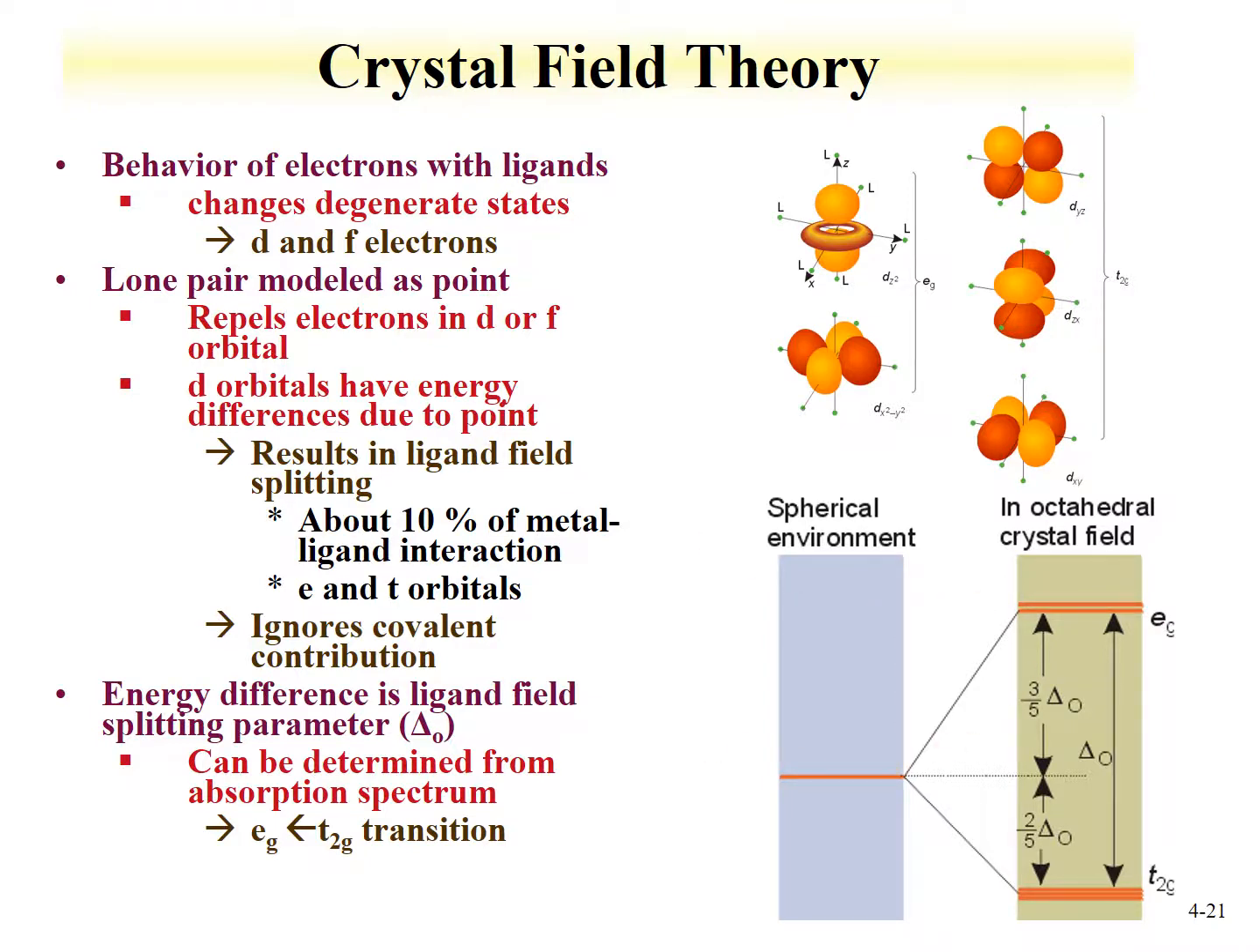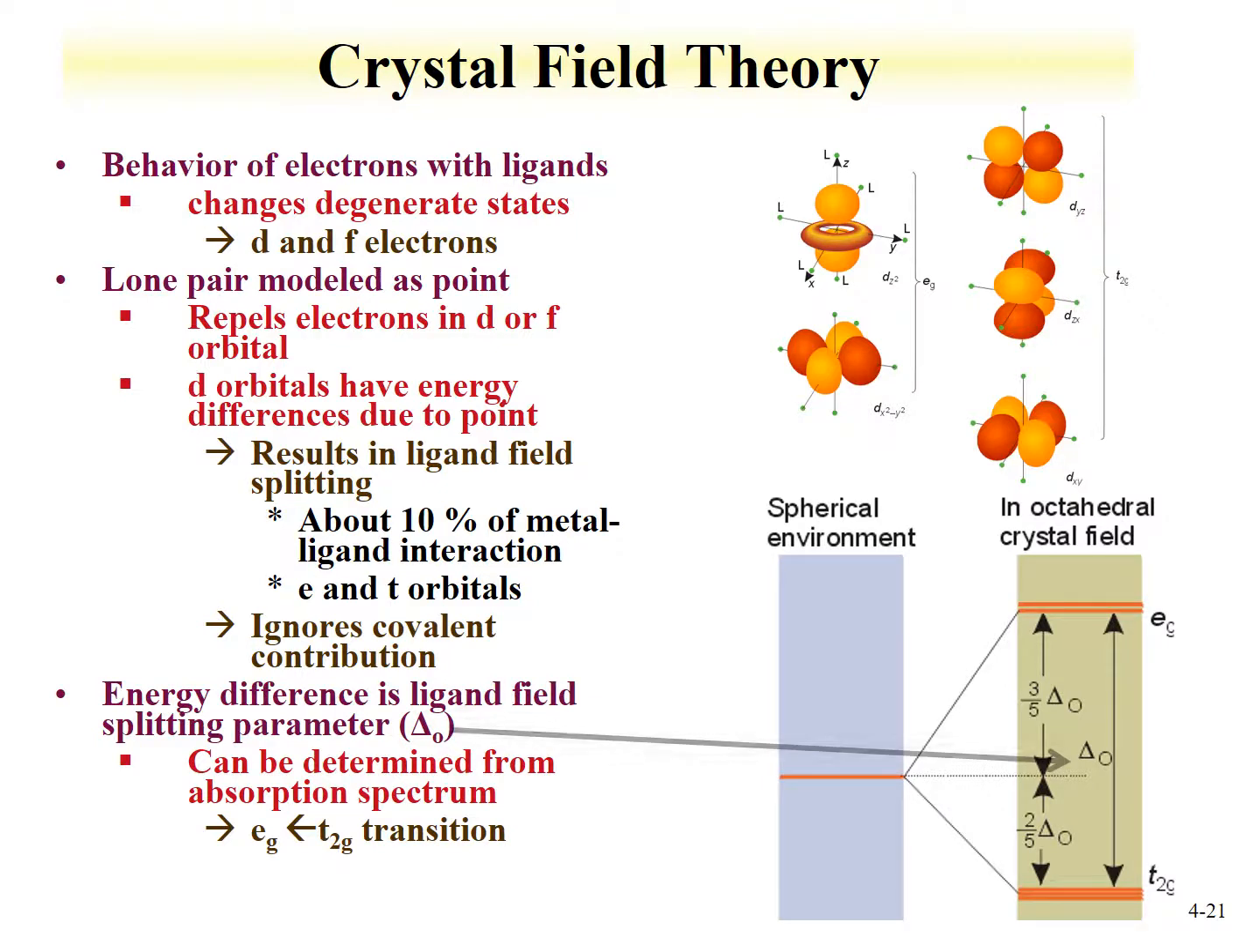For instance, d orbitals have energy differences due to the lone pair being modeled as a point. This results in ligand field splitting, and for the case of d orbitals, this can be from going from a spherical to an octahedral environment. The d orbitals are split into t and e orbitals. Now this ignores a covalent contribution, which can be fit later.